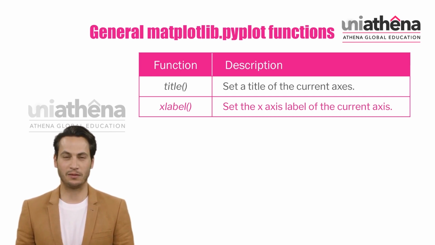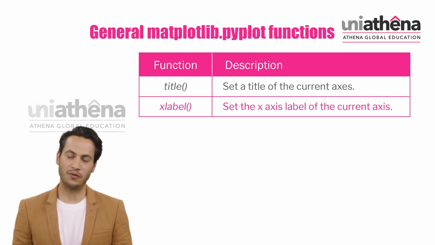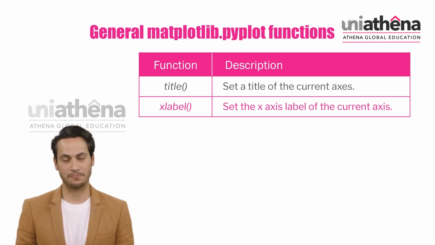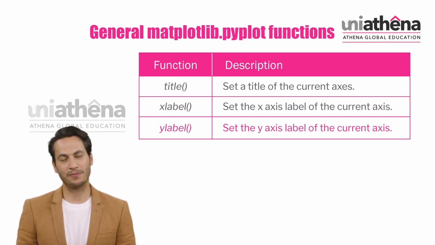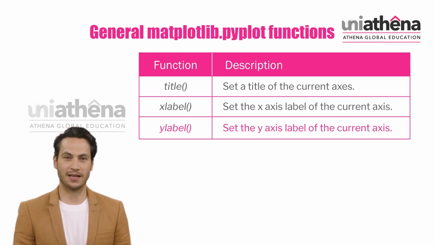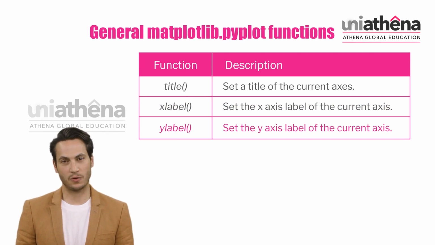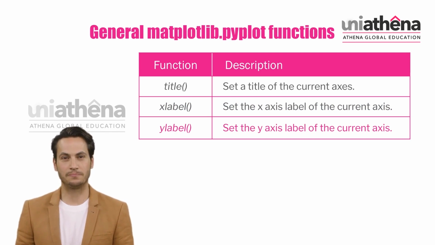Next, the xLabel function can be used to set the name for the x-axis. While setting the name, we can also set size or font size of xLabel. Similarly, we have ylabel function to set the name to y-axis. While setting the name, we can also set size or font size of ylabel.